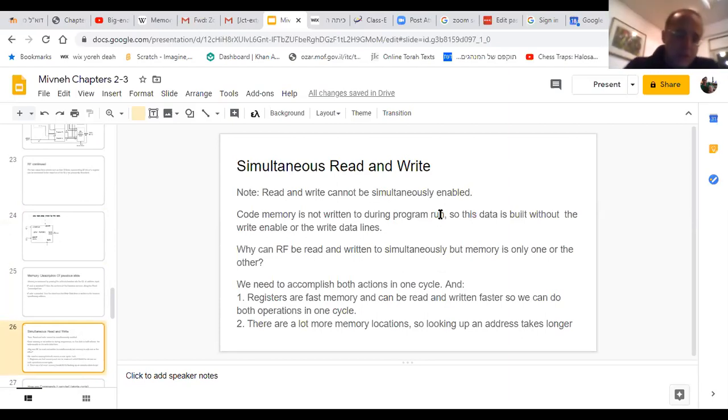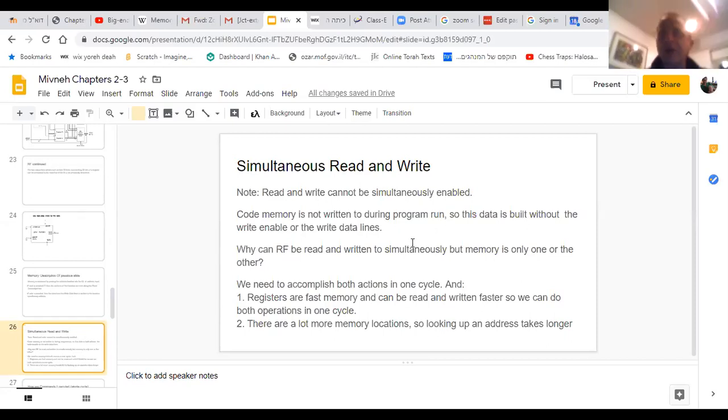Rewrite certain data in an array. Go to an array, but you won't tell it to change the encoding of the next command that I'm about to do. You don't write to the actual program code when you're running the program. So code memory is not written to during program run.